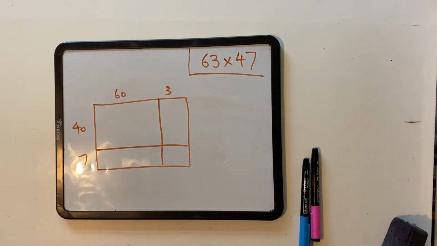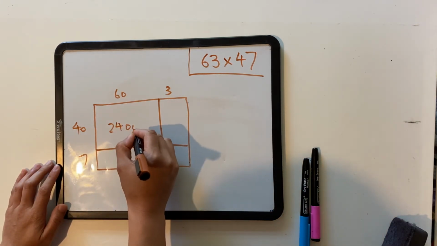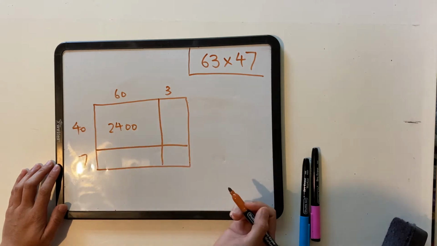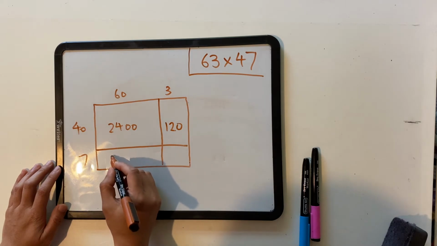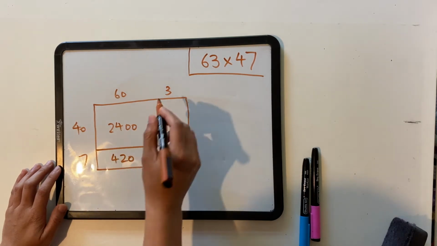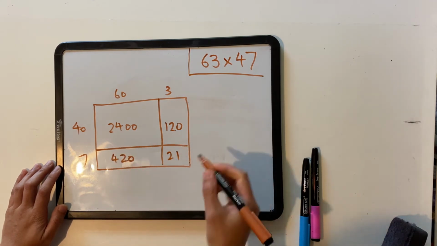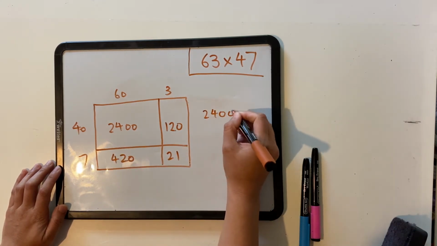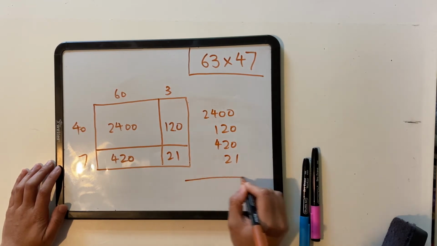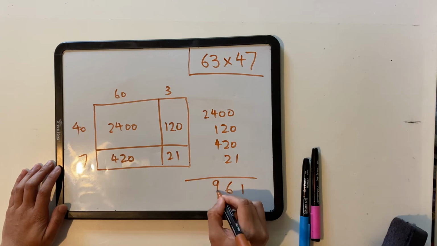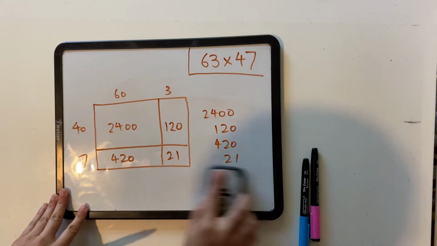So now we've got 4 rectangles that we can find the area for, and then we add them all together. So 60 times 40, 2,400. 40 times 3, 120. 60 times 7, 420. 7 times 3 is 21. So you can see we have the same numbers as before to all add together. And this is great news, we have the same answer, so we're on the right track.